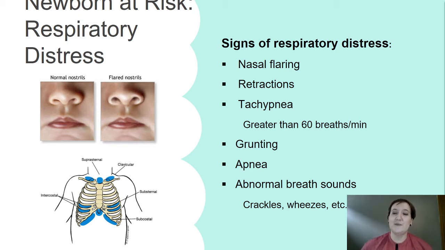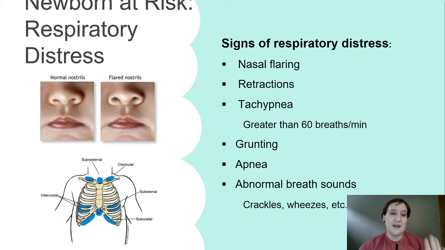Tachypnea, which is anything greater than 60 breaths per minute. Grunting: those babies and those small children are using every little bit of energy that they have to breathe. Apnea. What is true apnea? A 15 to 20 second pause or longer in breathing. Typically, you're going to see a dip in their heart rate. You're also going to see a dip, obviously, in their pulse oximetry as well. Abnormal breath sounds: crackles, wheezes, etc.